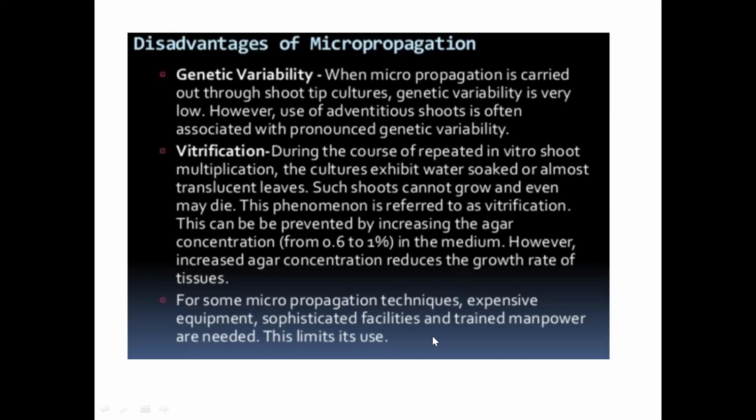So you need some expensive equipment, sophisticated facilities. You need AC around the clock. You need lighting and darkening phase around the clock. You need trained manpower. That is very important. People who are working in micropropagation work should be very well trained. So it becomes slightly difficult and expensive. So these are some of the limitations of micropropagation.